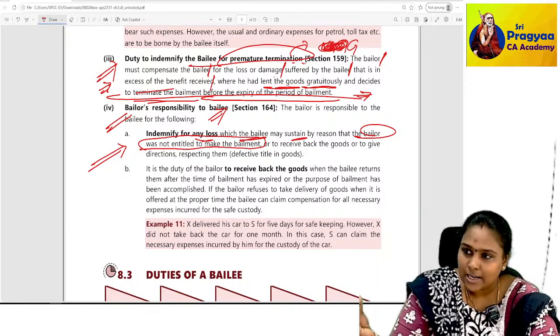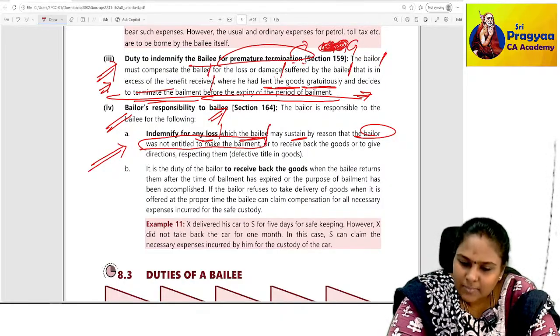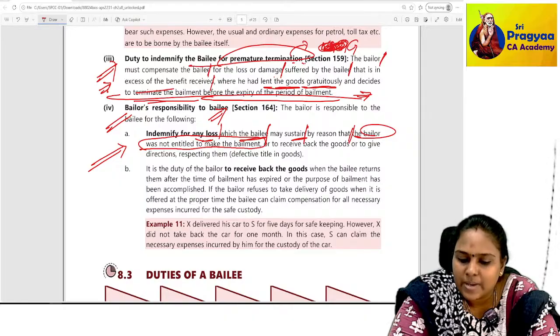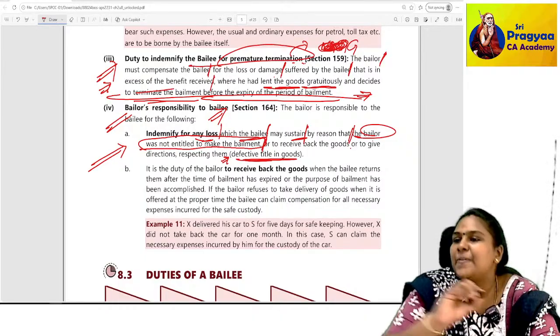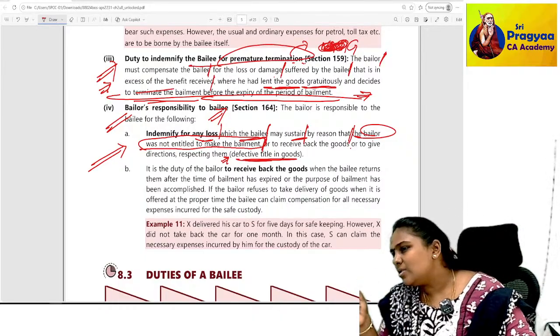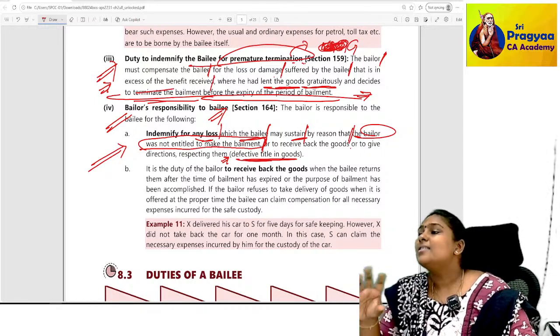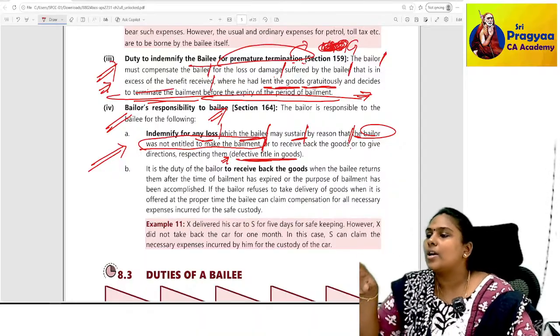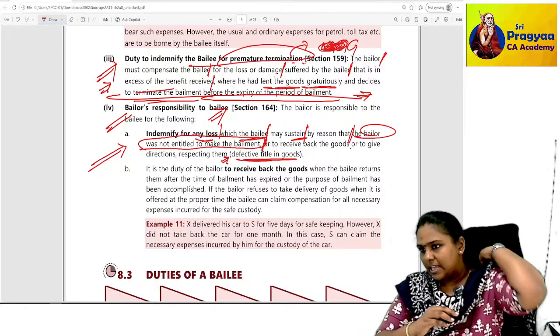Word by word na meaning theriyumla? Yes. By the loss which the sustained by reason that the bailor was not entitled to make the bailment or to receive back the goods or to give directions respecting them, which means what? That particular person is having a defective title in the goods. Ma title in goods na enna sollirken, ownership in goods. Defective title in goods na enna arthana, there's some disagreement that you are a owner of the goods. நீங்க owner of goods அப்படினு சொல்லி prove பண்றதுக்கு உங்ககிட்ட எதுவும் டாக்குமெண்ட் இல்ல. ஓகேவா?